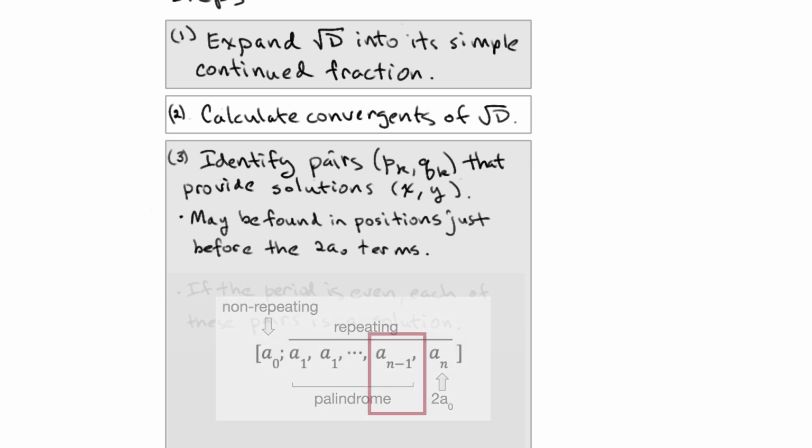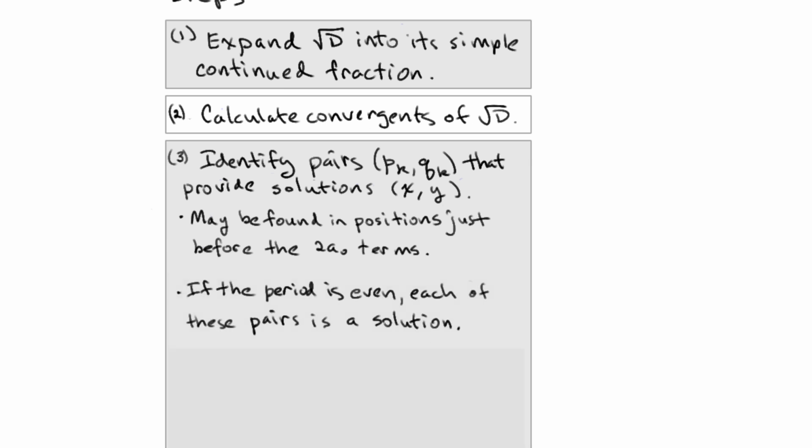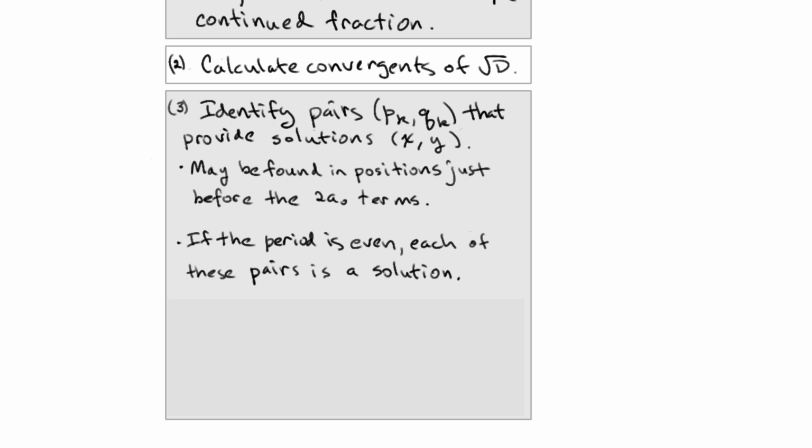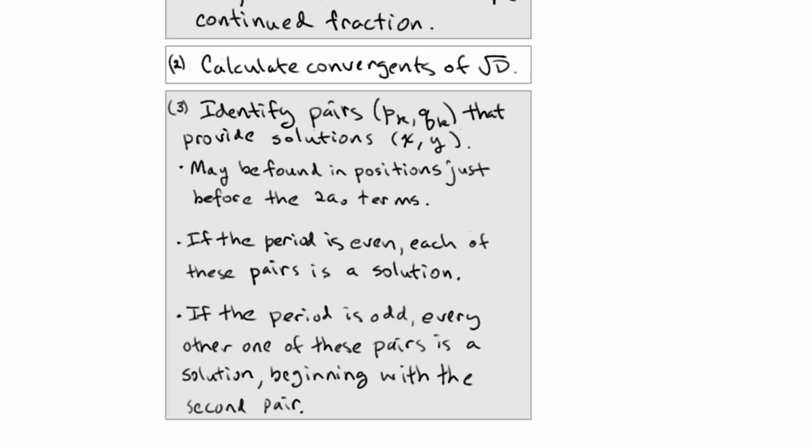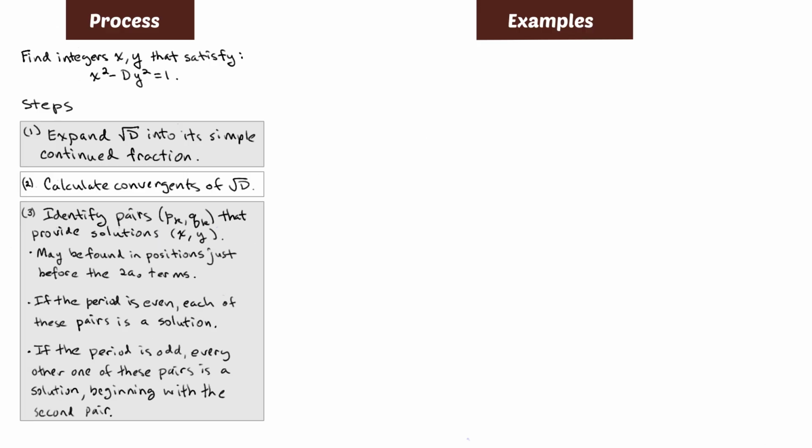If the period of the simple continued fraction is even, then each of these pairs is a solution. However, if the period is odd, then every other pair is a solution, beginning with the second one of these pairs. I realize this third step might seem confusing, but let's work some examples.